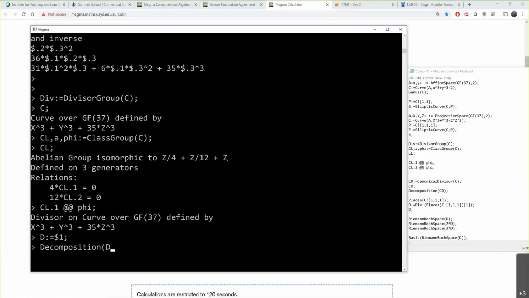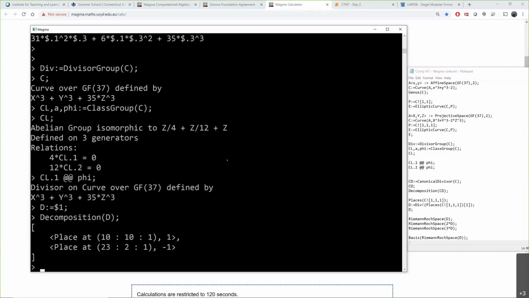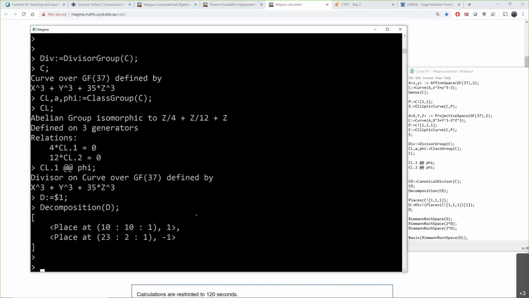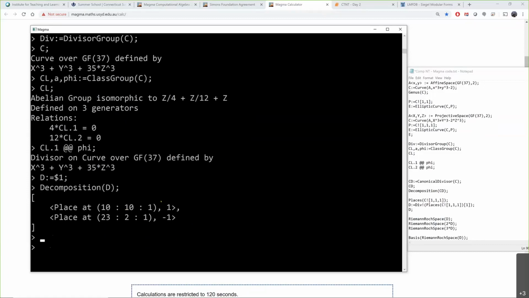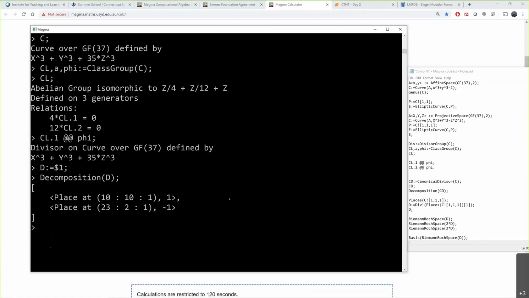Then do the decomposition of D just to see what kind of divisor this is. It's a divisor whose support is at 2 points on the curve, at (10, 10) and (23, 2). And it's this with coefficient 1 and this with coefficient -1. So it's a divisor with a zero and a pole. Okay, and it's a degree 0 divisor. All right, what else can I do?